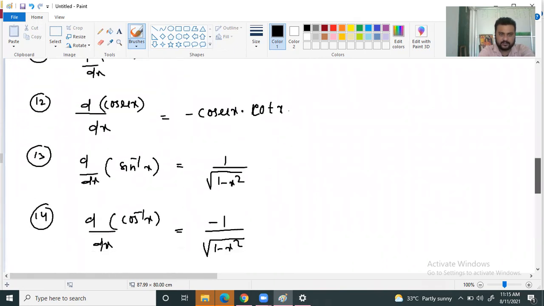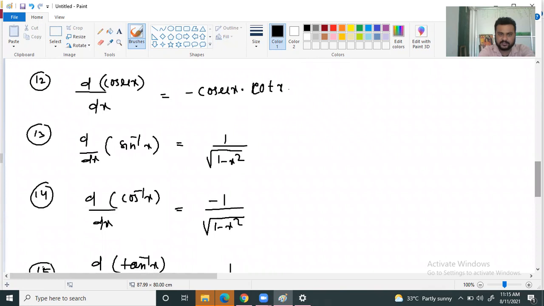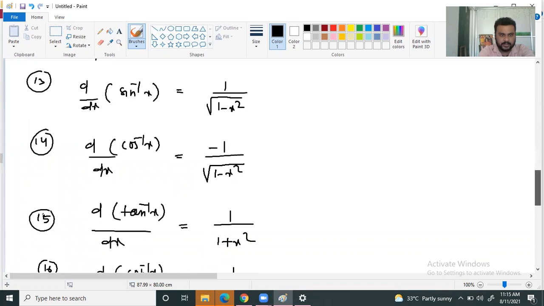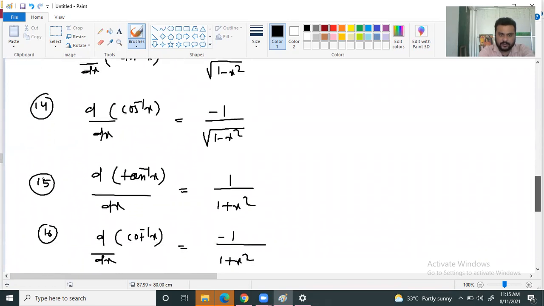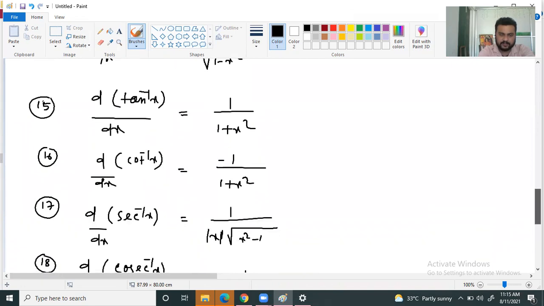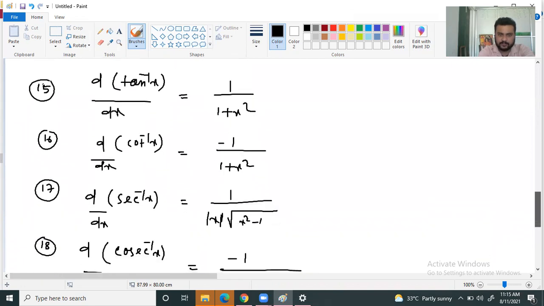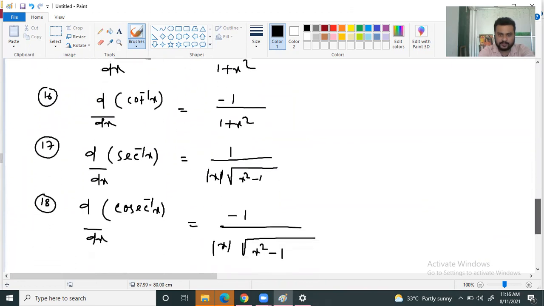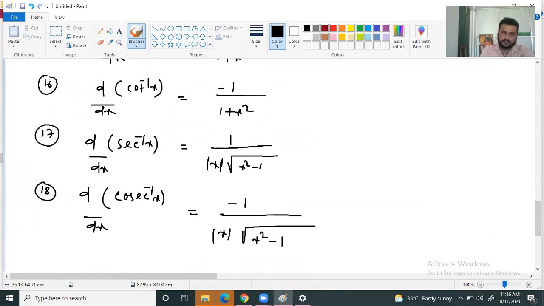Derivative of sin inverse x is equal to 1 upon under root 1 minus x square. Derivative of cos inverse x is just the negative of that, that means minus 1 divided by under root 1 minus x square. Derivative of tan inverse x is equal to 1 by 1 plus x square. Derivative of cot inverse x is the negative of that of tan inverse x. Derivative of sec inverse x is equal to 1 by mod of x under root x square minus 1. And the last one, derivative of cosec inverse x is equal to minus 1 divided by mod of x under root x square minus 1.